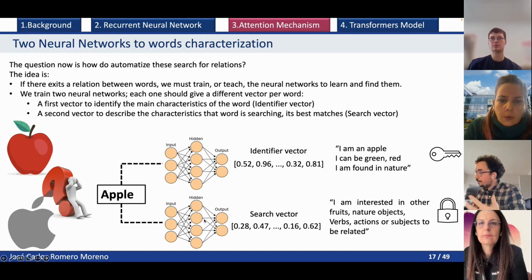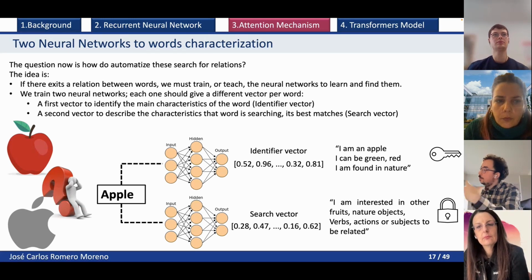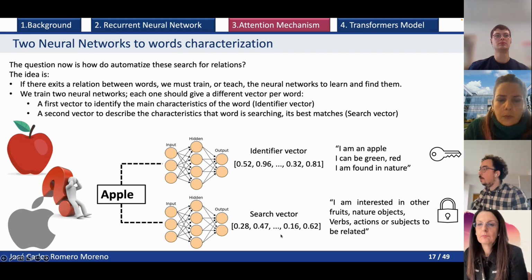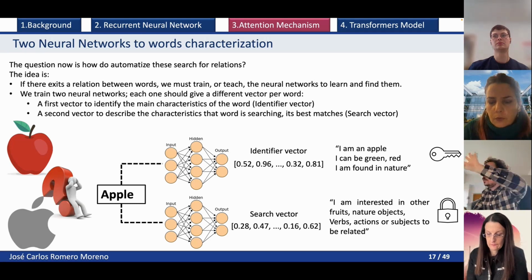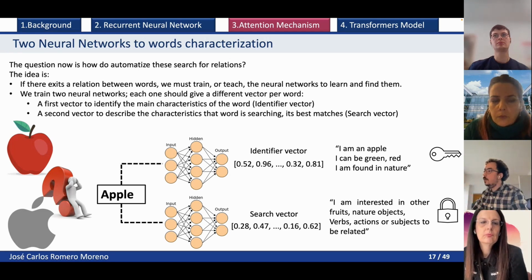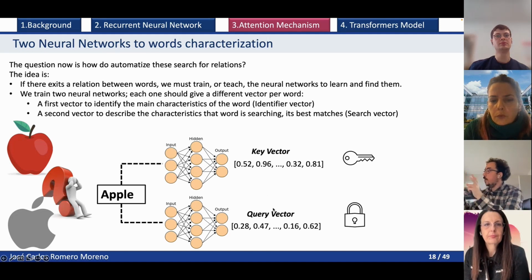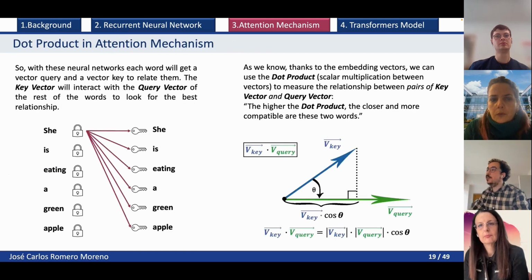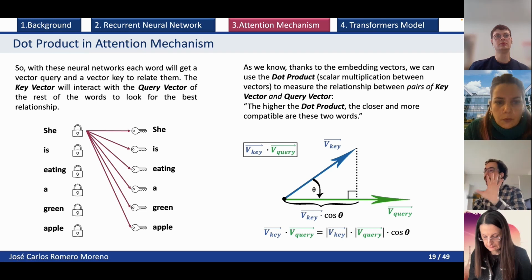And a second vector has the information of the relation with other words. For example, apple can be related to other fruits, to objects in nature, etc. So we are storing these two vectors for each word, and we're going to use them to match with the rest of the words in our sentence. These are called in the literature the key vector and the query vector, like a lock and a key. So, for example, we have this sentence and we want to understand the meaning of the relations in it. We compute for each word these two vectors.